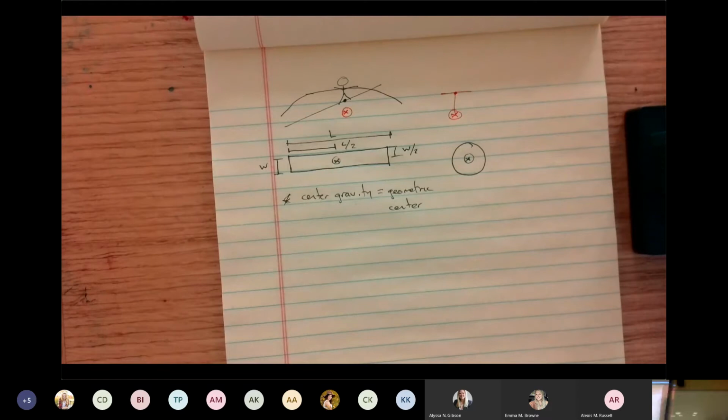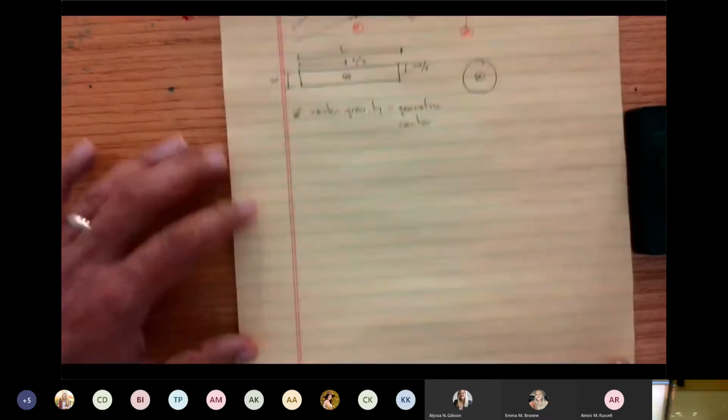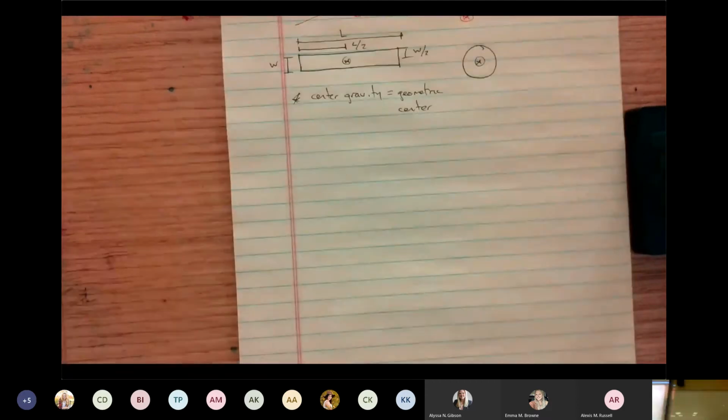Any questions? No? Makes sense? Okay, so let's try to find out the torque created by gravity on an extended object.